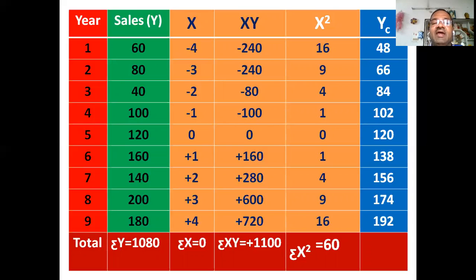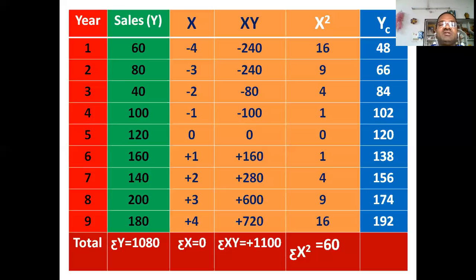Then take XY. What is XY? X into Y. So the X values are there and the Y values are there. Sales or production, whatever it is, you take it as Y, and X is what you have plotted as the negative region, origin region and positive region. Now XY is X into Y. The first year 60 into -4, -240, 80 into -3, -240, 40 into -2, -80. Likewise, you can write. Those values will come.